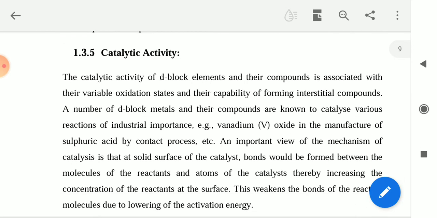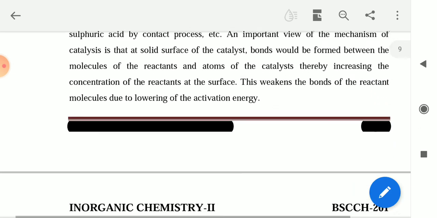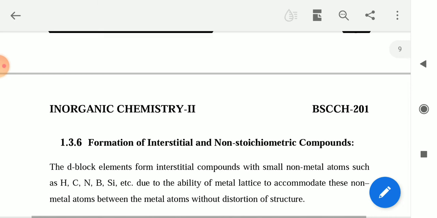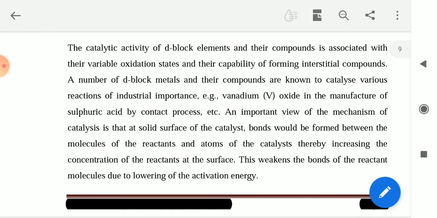The next property is the catalytic property. Vanadium is a very good catalyst and is always used in oxidation processes. Because the d block elements show variable oxidation states, they can be used as catalysts. This is all for today's class, and thank you very much.